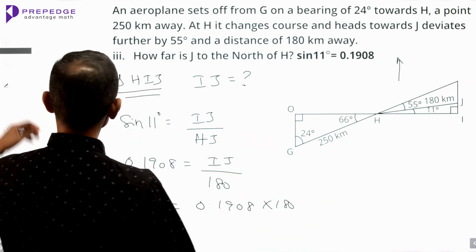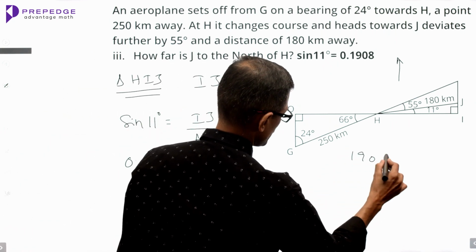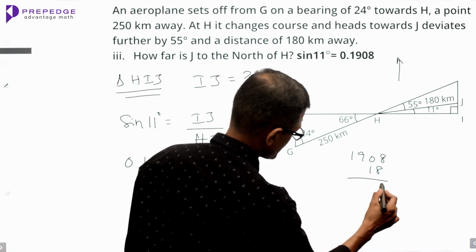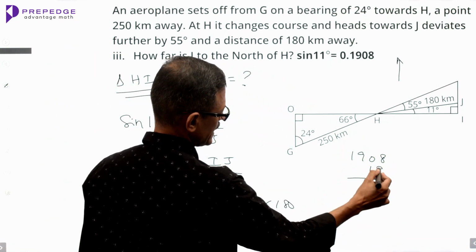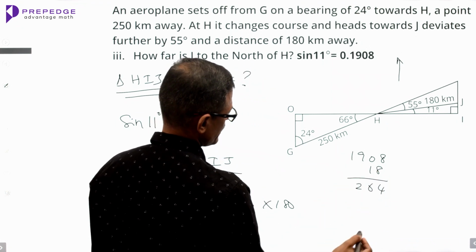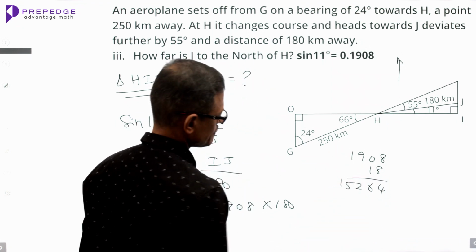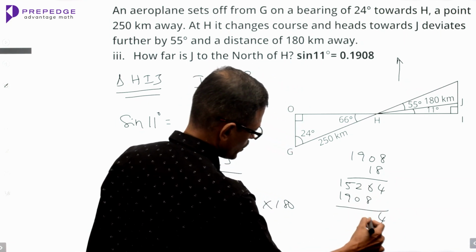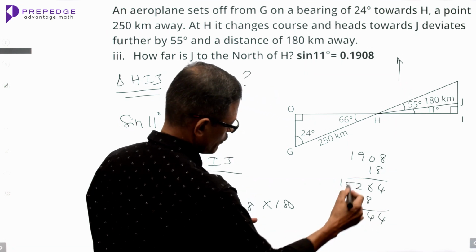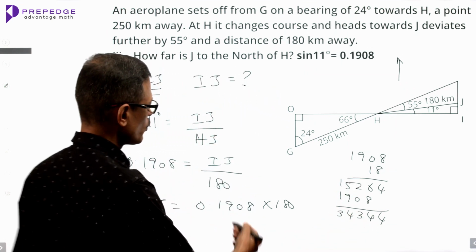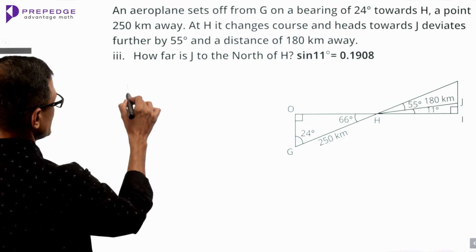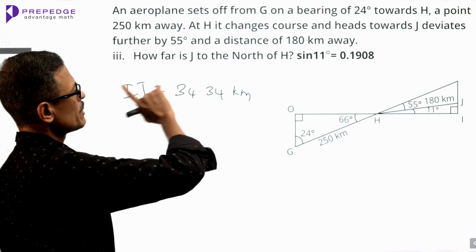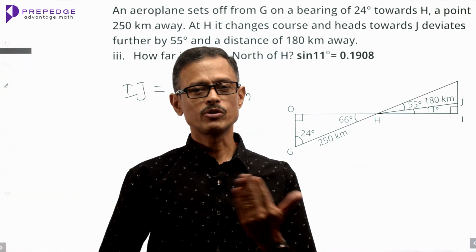We'll do the calculation: 1908 into 18, and after that we can place the decimal points. 8 8s are 64. Here since there is 0, we can write it as is. 8 9s are 72, 7, 8 plus 7 is 15. This is 1908, the 1 is there. So this is 4, 14 carry over 1, this will make it 3, 14 carry over 1, 30. 34.34 kilometers is this IJ. IJ is equal to 34.34 kilometers. So how much is J to the north of H? J is 34.34 kilometers to the north of H.